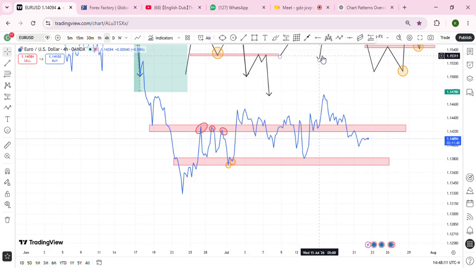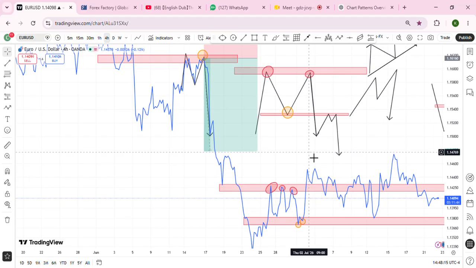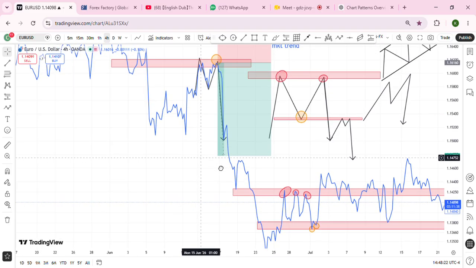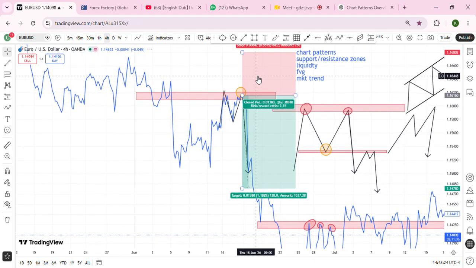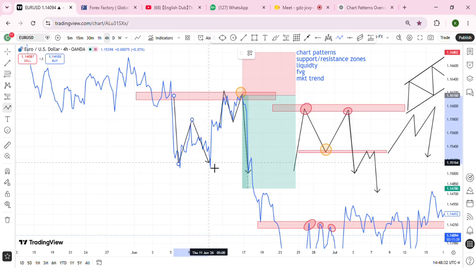So you have an assignment: go to your charts and train your eyes to spot these things. You need to train your eyes. Look at this. These are very clear double bottoms. Market came down to this, went up there, came down here, and then it went up. That's a very clear double bottom.